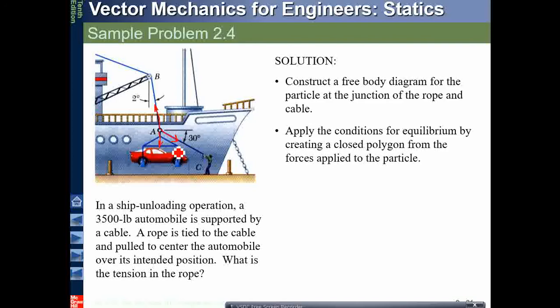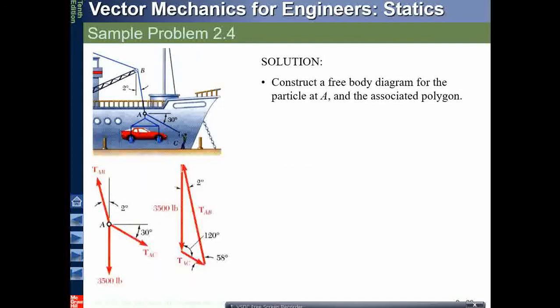So try to consider the FBD first of all. So this is the FBD, something very similar to what I made. This is the overall weight of the car, 3500 lb. Okay, and these are the two tensions oriented at 30 degrees and something 2 degrees to the vertical. So we have three forces. We can make a triangle for this.